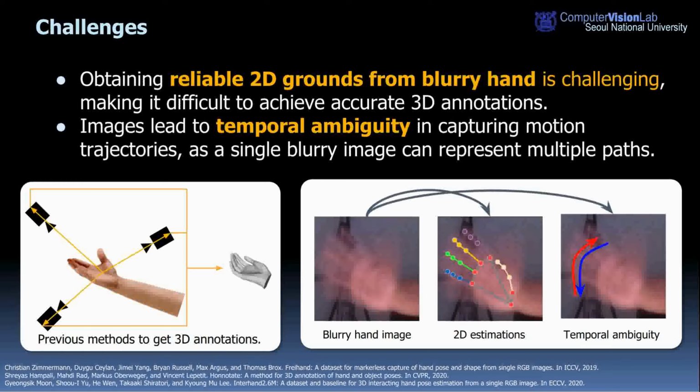Additionally, blurry hand images present temporal ambiguity, as multiple hand trajectories can result in identical blurry images. For instance, as shown in the right-end figure, both the red and blue arrows represent different hand movements that could produce the same blurred image.